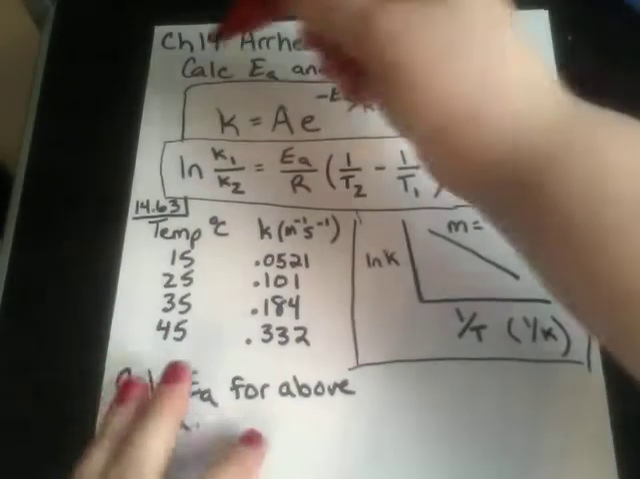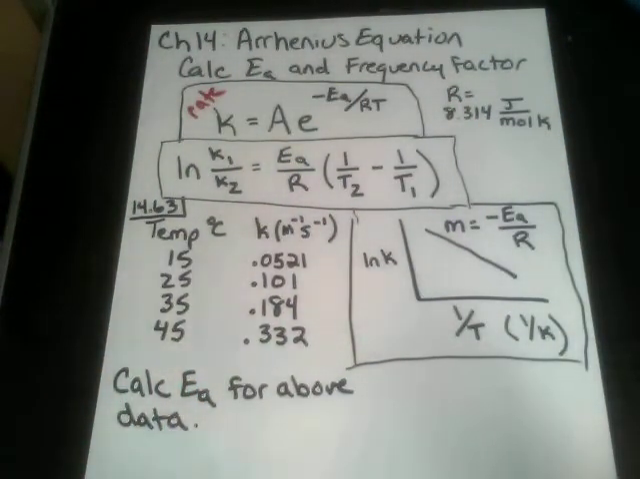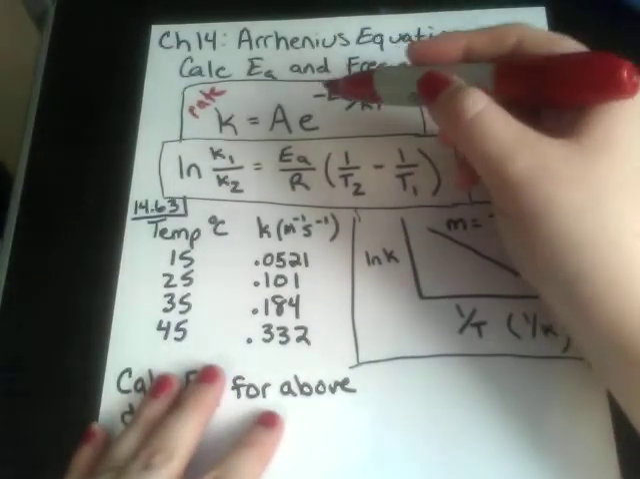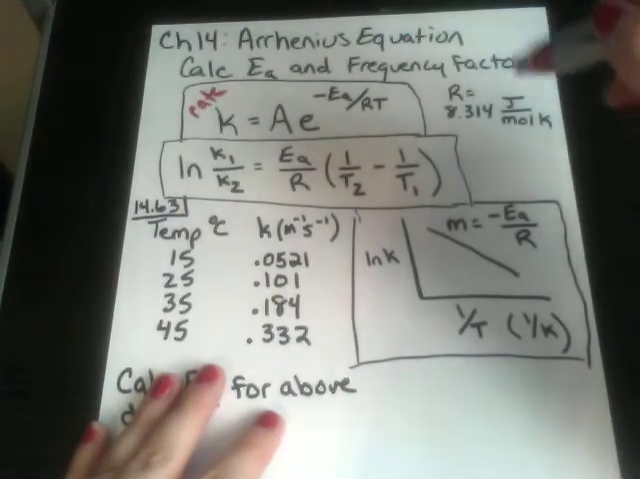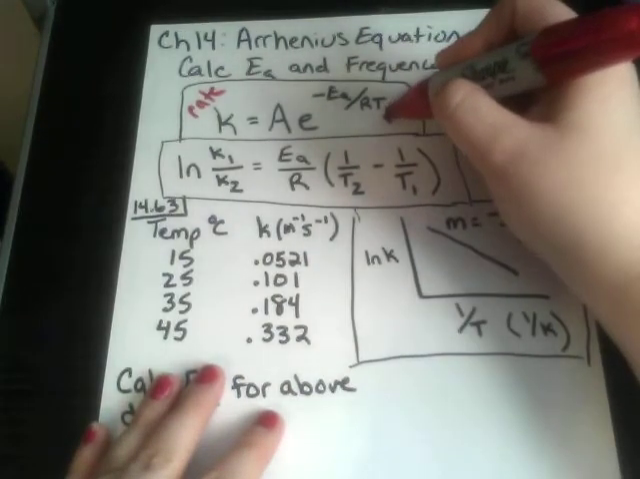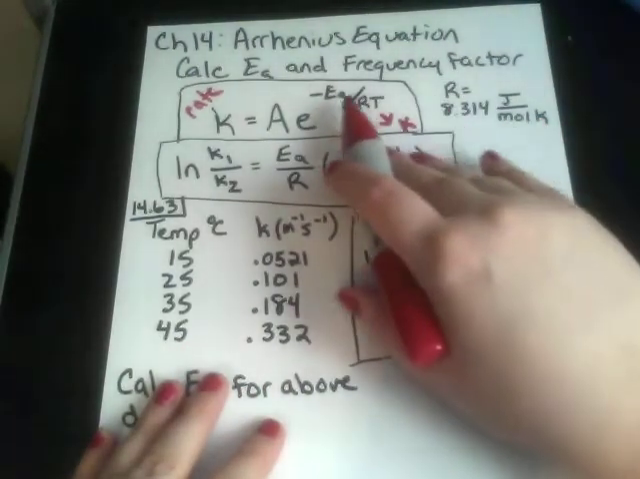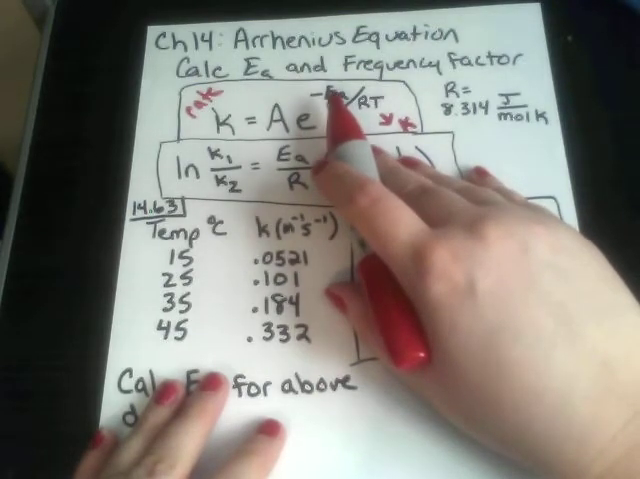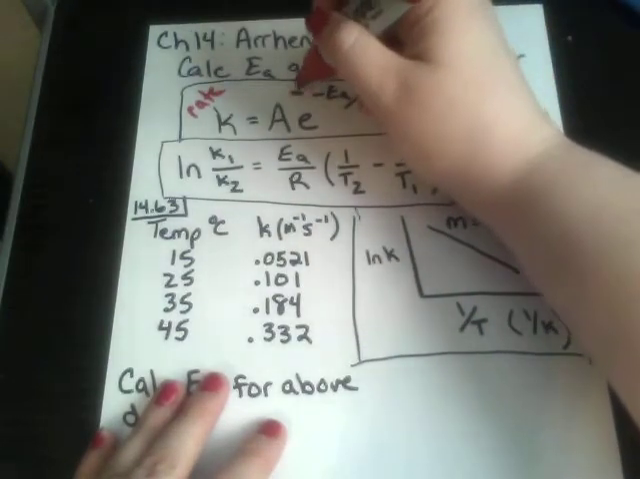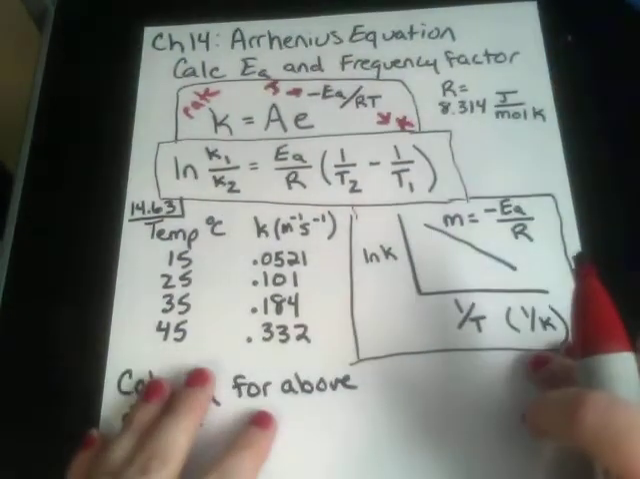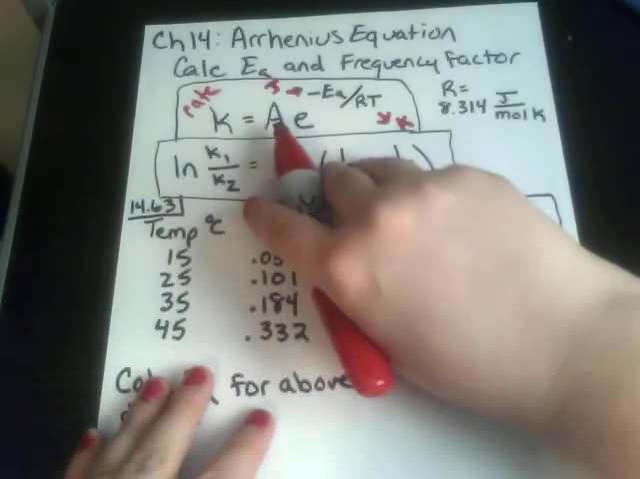So k is basically your rate, the little k. A is your frequency factor. R is the gas constant, which is 8.314 joule per mole K. And temperature has to be in Kelvin, right? Because this is in Kelvin. And when we calculate and figure out our activation energy, what unit is that going to be in? That's going to be in joules. Right? Because the energy is joule per mole K.